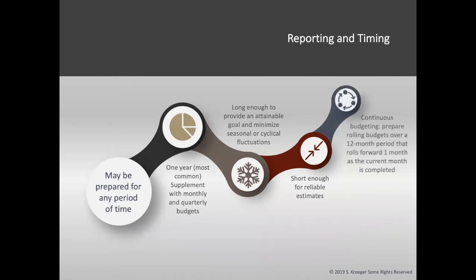Many companies use continuous budgeting. This is also called a rolling budget. This is when they add a new month to the end of the budget every time a month is completed. This way, the company always has a 1-year forward budget.